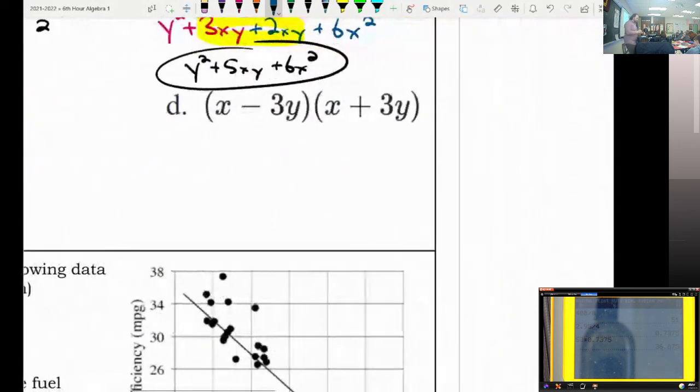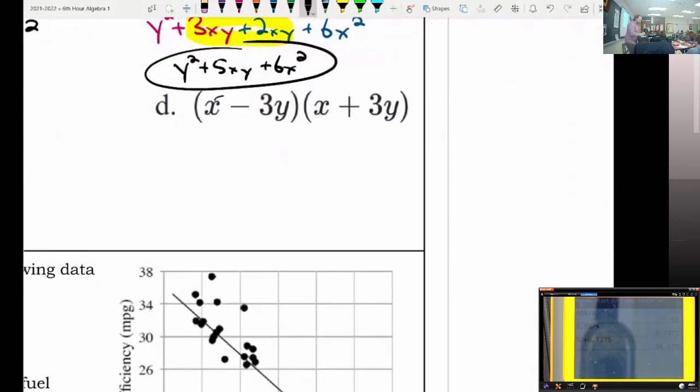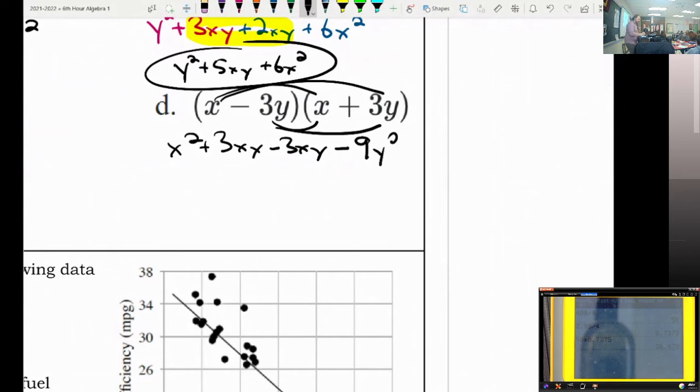And on question D, one more time. X times x, x squared. X times 3y, 3xy. Minus 3y times x is minus 3xy, and minus 3y times positive 3y is minus 9y squared. Careful on that 9 there, 3 times 3. What you might notice here is that the middle terms actually cancel out. Positive 3xy, negative 3xy. So the final answer is x squared minus 9y squared.